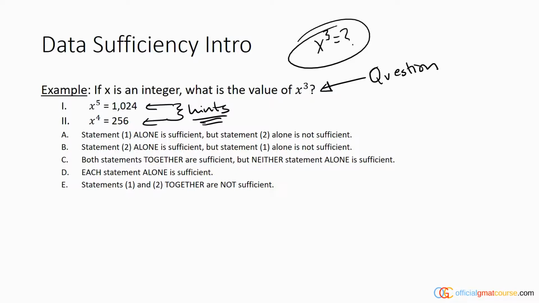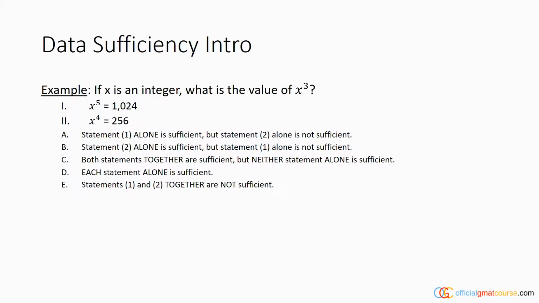And a lot of times on data sufficiency, I like to write this down on my paper so I don't lose sight of what I'm actually trying to answer. You're not trying to answer the solution to x in this formula, for example, and you're not trying to answer the solution to x in this option. What you're trying to do is answer x cubed, and this can sometimes be a little bit different than answering for x.